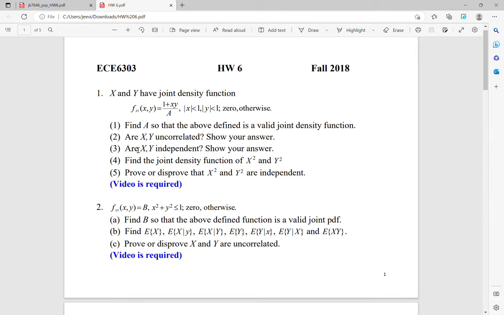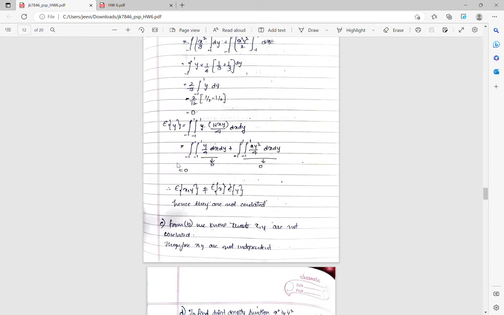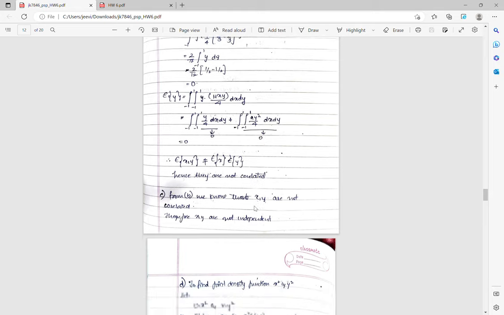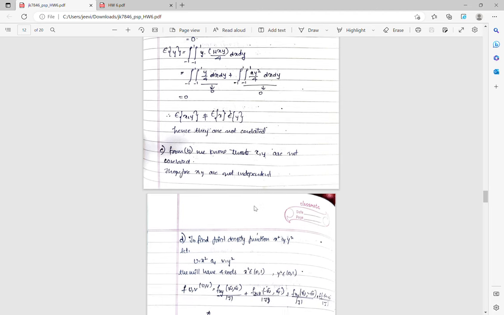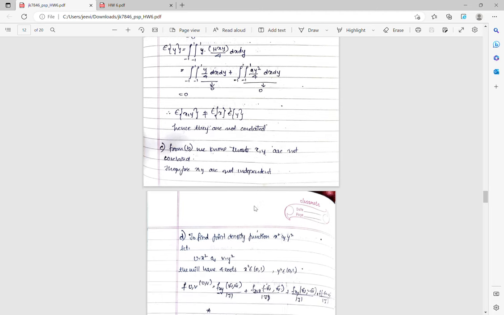Now in the third part, we are supposed to check if x comma y are independent. In the second part, we calculated and proved that x comma y are not uncorrelated. Therefore, since they are not uncorrelated, they are not independent as well.